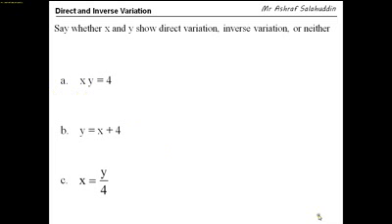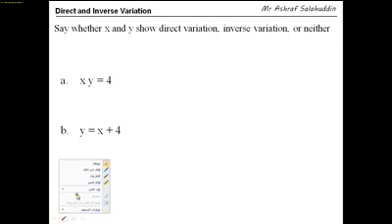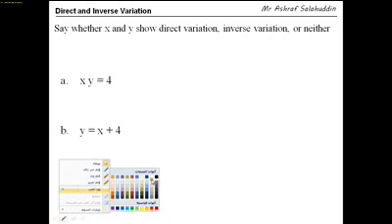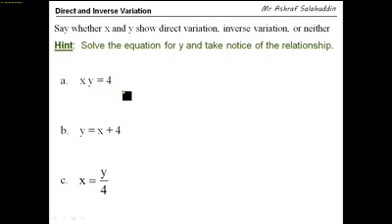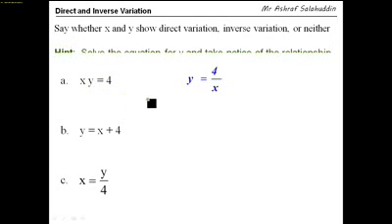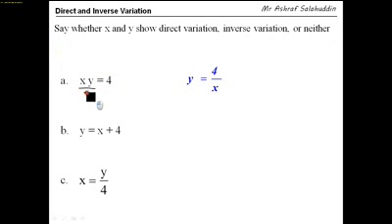If I want to know if this relation is direct or inverse variation, I have to write it in another way, as a relation in one variable: y equals. So we have to solve the equation for y. If I divide over x here and over x there, this x will be cancelled with this x, so the answer is y equals 4 over x. You note that this relation is inverse variation.